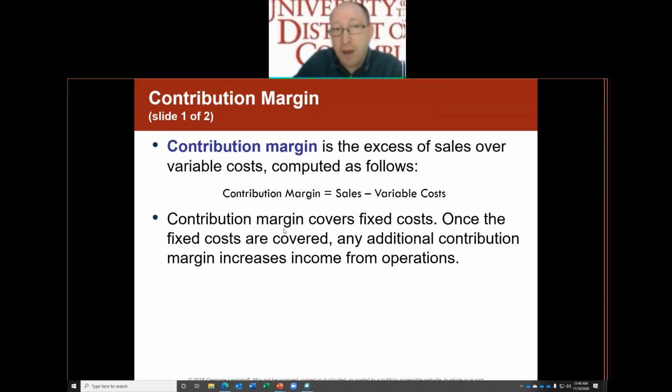To figure a lot of this out, I look at this very important formula. I really like this formula. This is one of my favorite formulas. It's called the contribution margin. The contribution margin is the excess of sales over variable costs. And it's very simple. You take your total sales minus your variable costs. The contribution margin covers all of your fixed costs. At least it should anyway. Most of the time it does. Once the fixed costs are covered, any additional contribution margin increases income from operations.